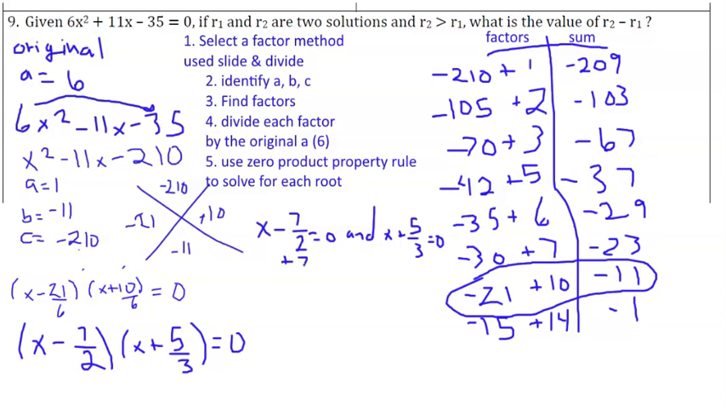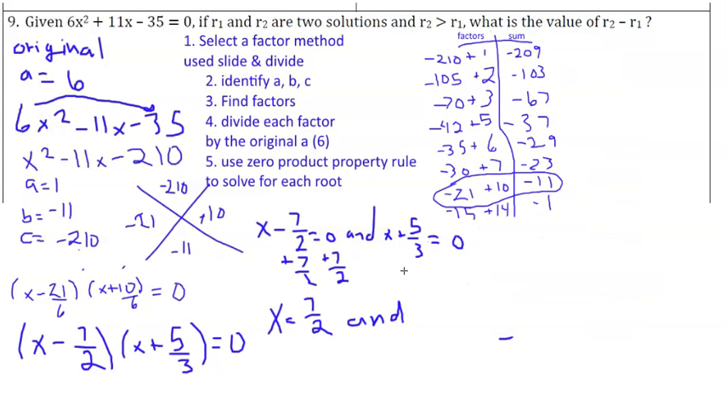Add 7 halves to both sides. So you get x equals 7 halves, and then you subtract 5/3 from each side of the other equation. You get x equals negative 5/3. Now from there, it says that we have R1 and R2, and R2 is going to be bigger than R1. So R2 must be this one, and then R1 is this one. So now evaluate 7 halves minus negative 5/3.